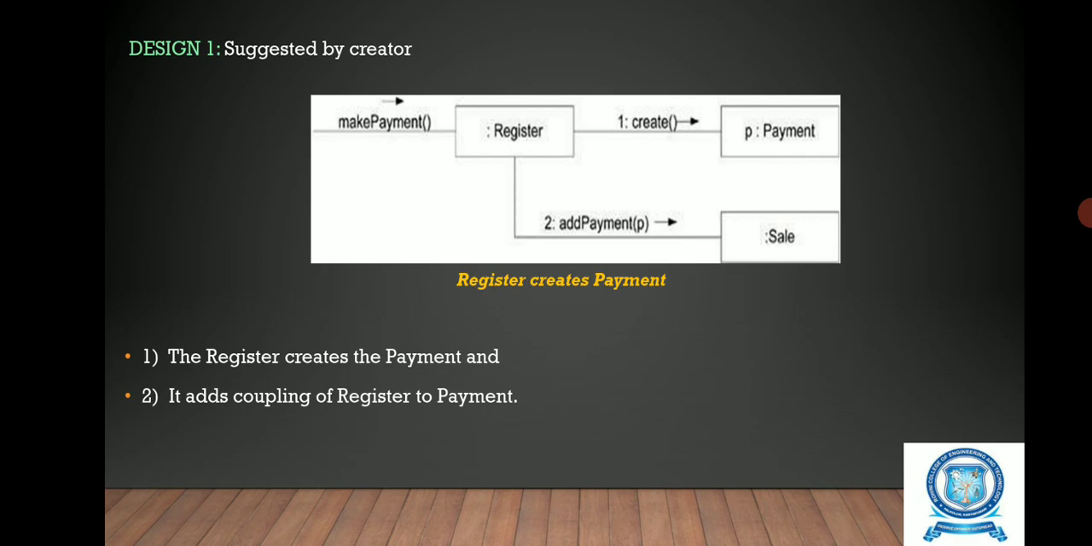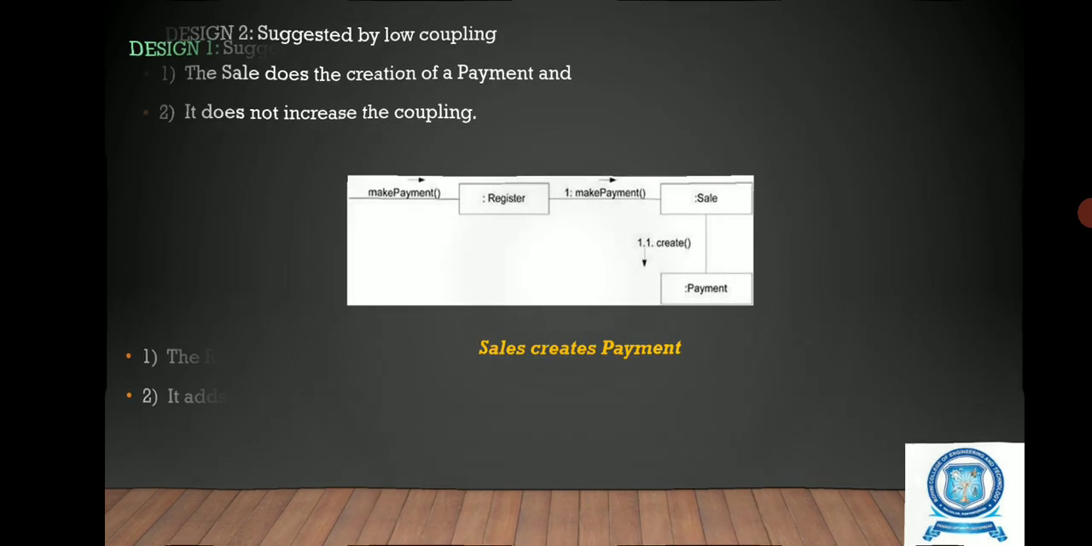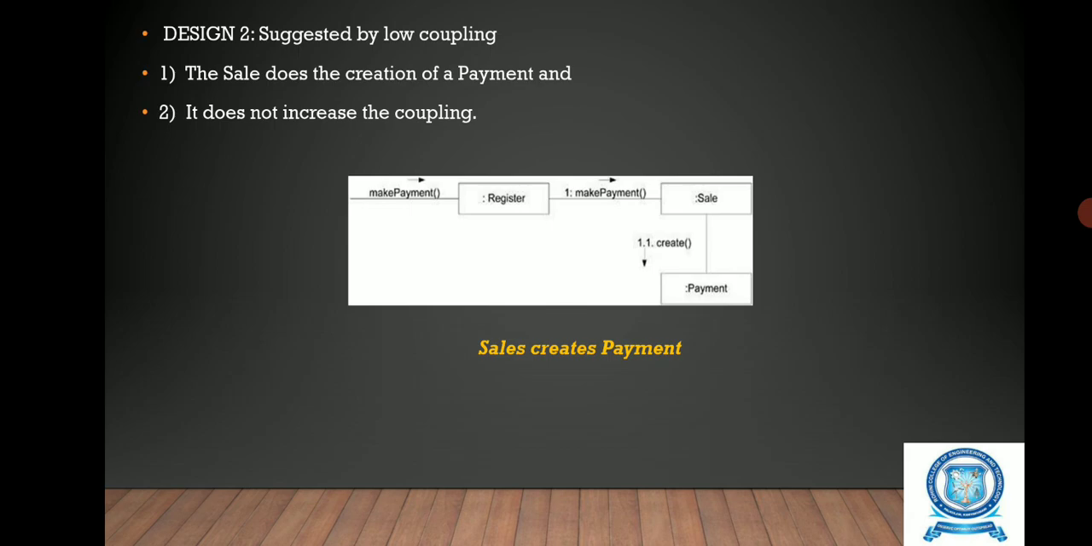This is design 1, which is suggested by the creator. Register creates the payment here, and it adds the coupling of register to the payment. This diagram shows the register creates payment. Considering design 2, suggested by low coupling, here the sale does the creation of a payment and it does not increase the coupling. This diagram implies the sale creates the payment.